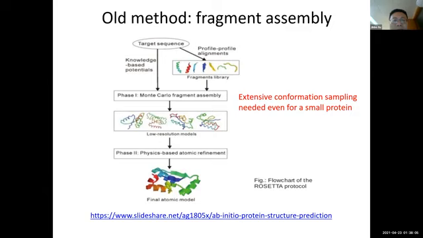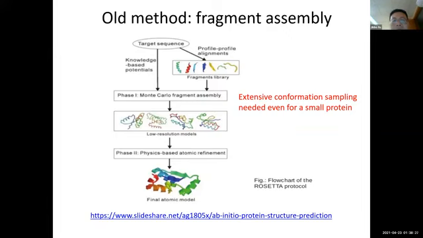Then we can run sampling. We sample one fragment for each short segment and assemble all these fragments together to form a complete conformation. And then, of course, we calculate the energy function and keep the conformation with favorable energy. So this is the basic idea of fragment assembling.